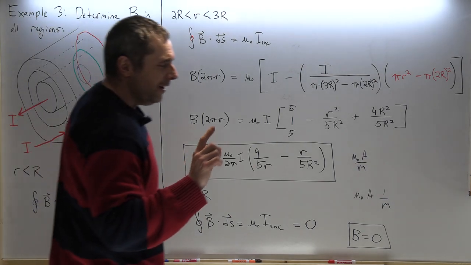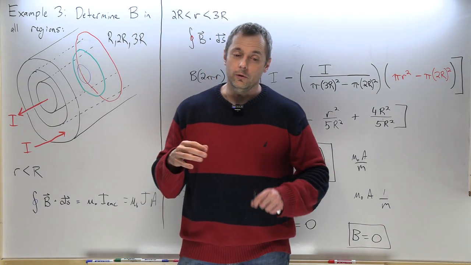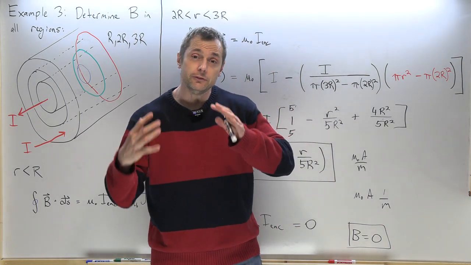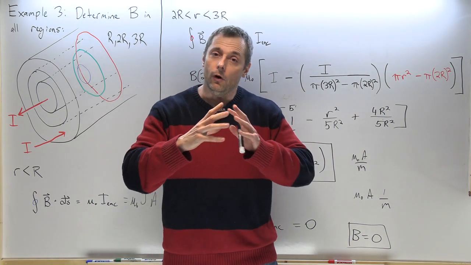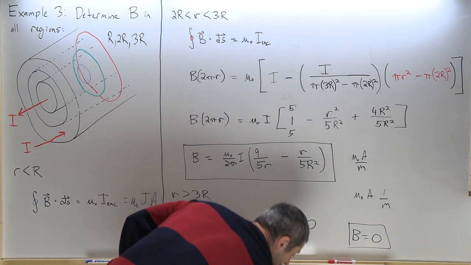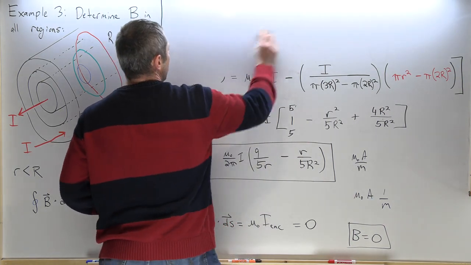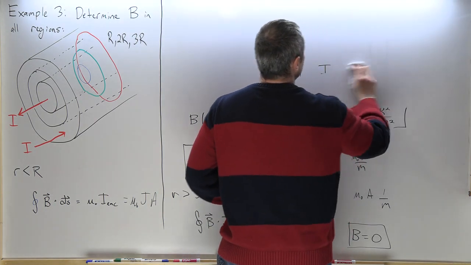Okay, one last thing. As you know, with Gauss's law, very often what we did when we found the electric field in all different kinds of regions is we created a graph of the electric field for all radii. We're going to do that now for the magnetic field caused by this coaxial cable in all regions.